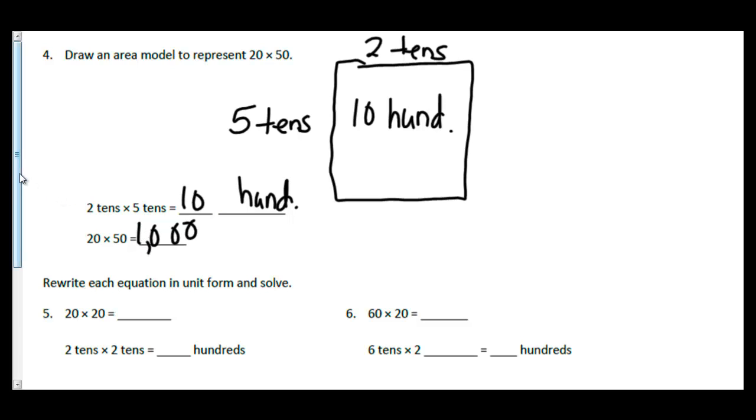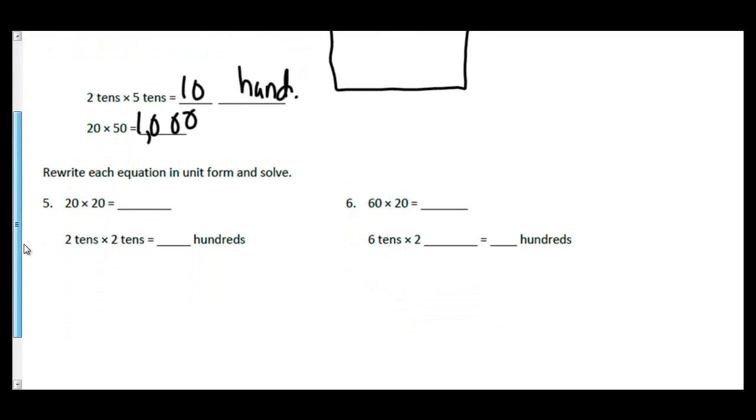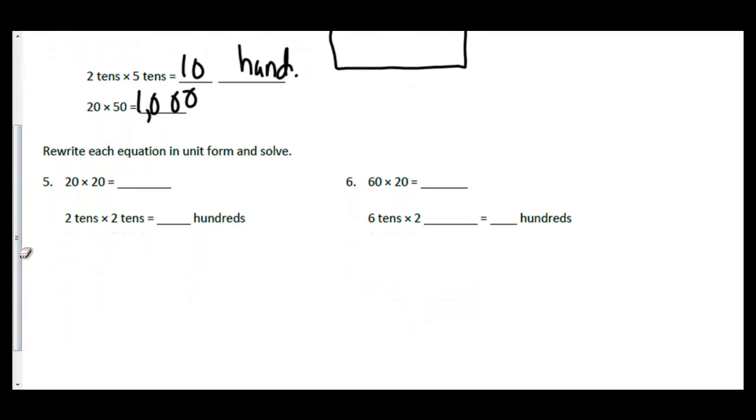Now it says rewrite each equation in unit form and solve. They've rewritten it for you. We just have to go back in here and solve it. So we've got 2 tens. 20 is the same thing as 2 tens. 2 tens times 2 tens is 4 hundreds, 400. 6 tens times 2 tens. 6 times 2 is 12, so 1200.